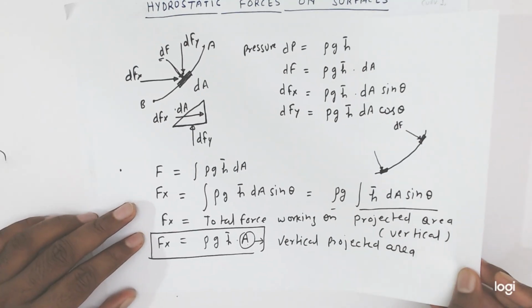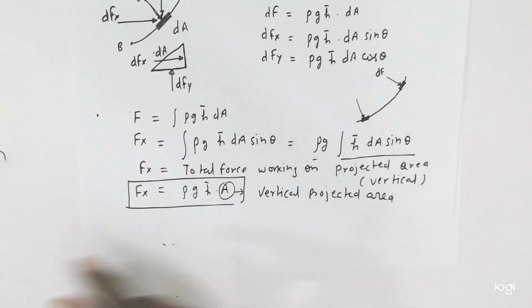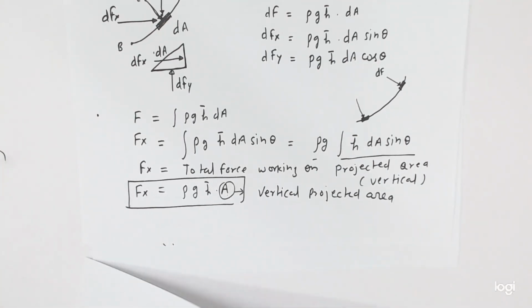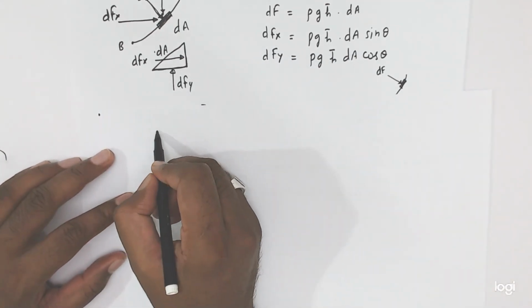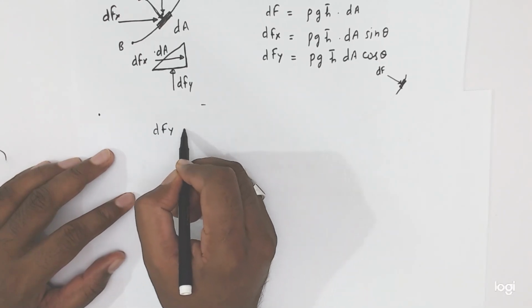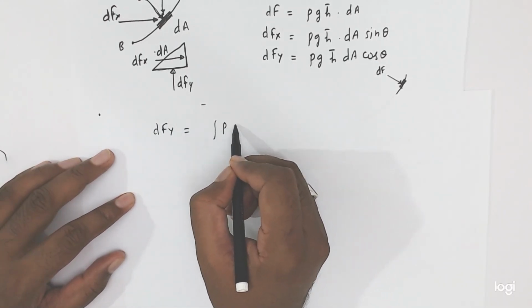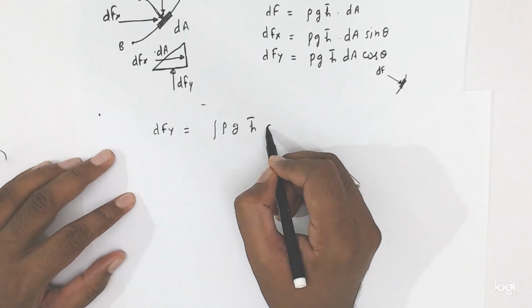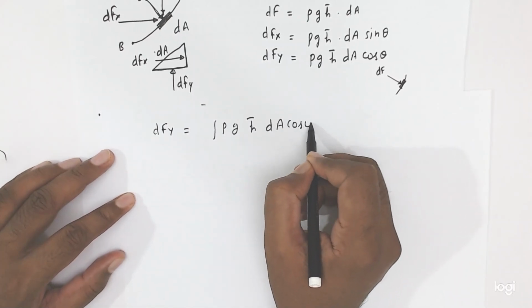Now we will find the vertical force. What is the vertical force, friends? Here you see the vertical force dFy is equal to the integration of rho g h bar into dA cos theta.